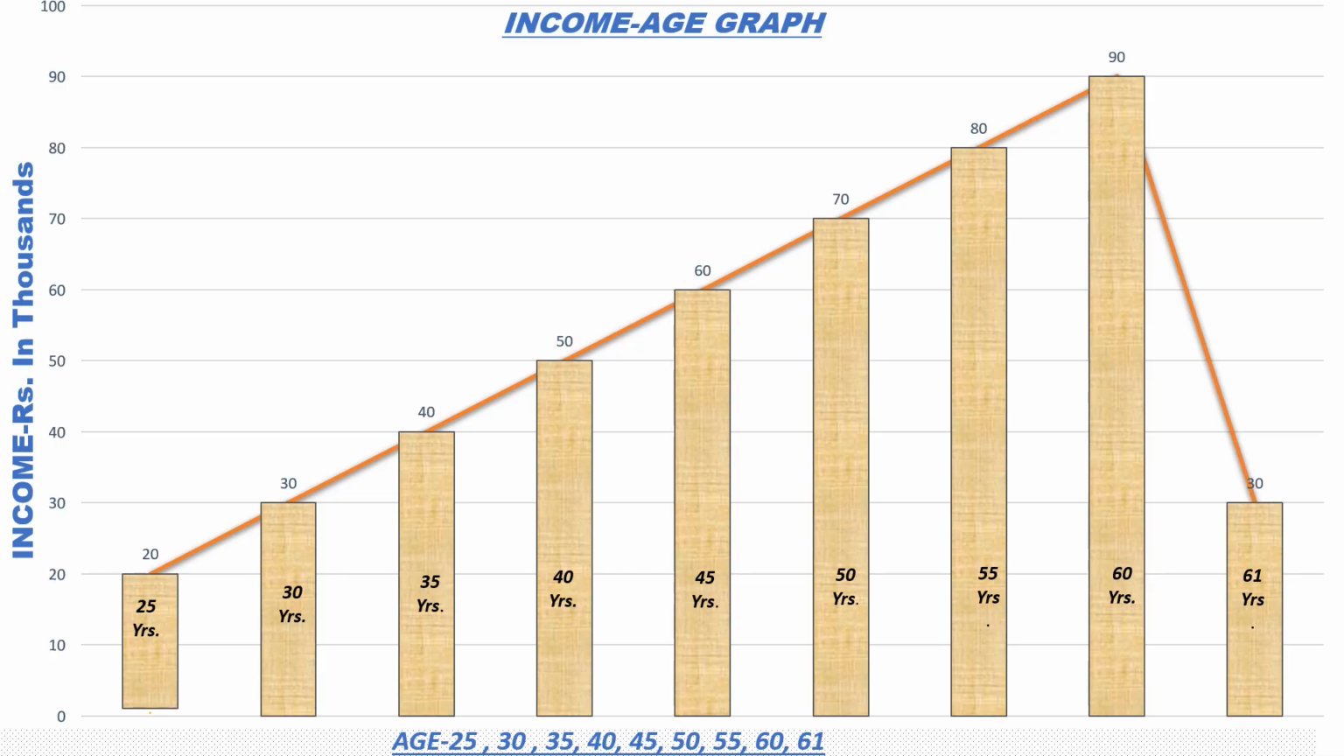Let us take an illustrative income age graph showing the relation between the earnings by a salaried individual and his age. Assume an individual joins an employment at the age of 25 years with a starting salary of Rs 20,000. The salary income of the individual increases as he gains experience and his age goes up. Let us assume that his salary increases by Rs 10,000 per month for every 5 years, and when he reaches the age of 60 years, he draws a salary of Rs 90,000 per month.